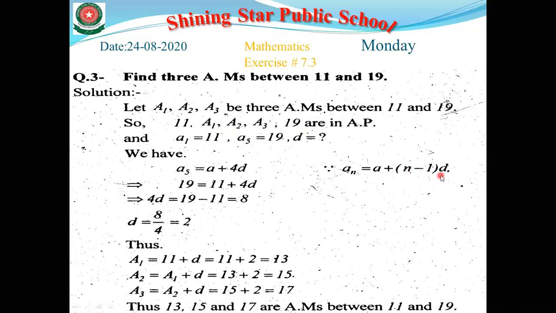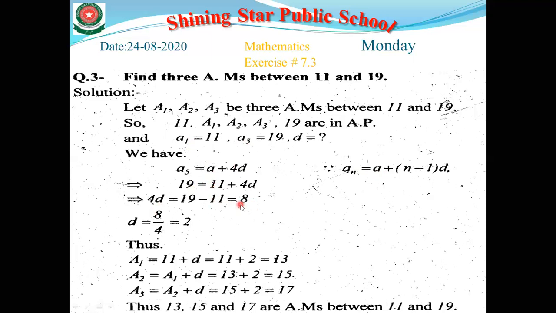If we want to find the other terms, we have to use this formula, A plus (n minus 1)D. In this formula, we have only A, n, and D. If we have these three terms, A, n, D, we can find any number in the AP. So according to the formula, A5 is A plus 4D. A is the first term, so we put 11 here.